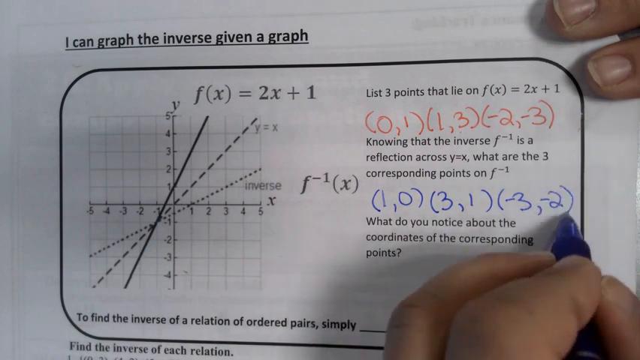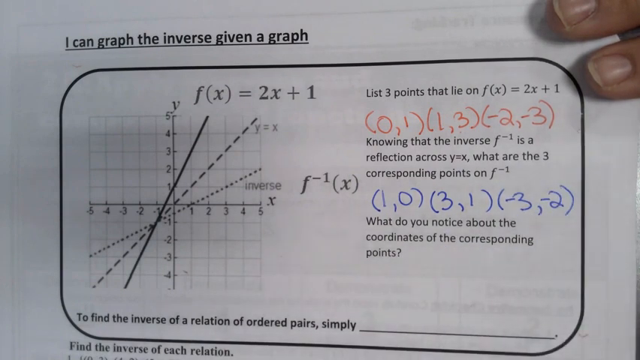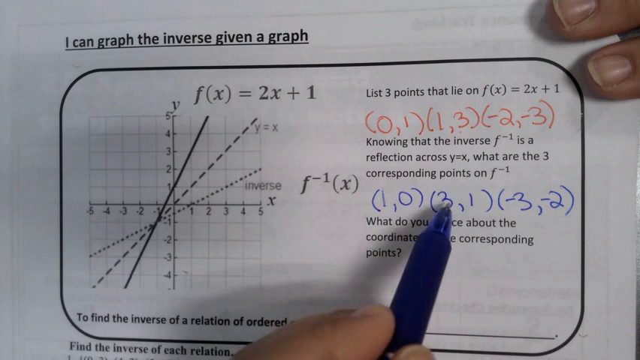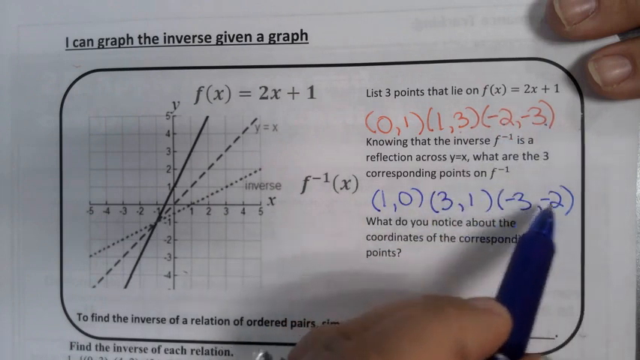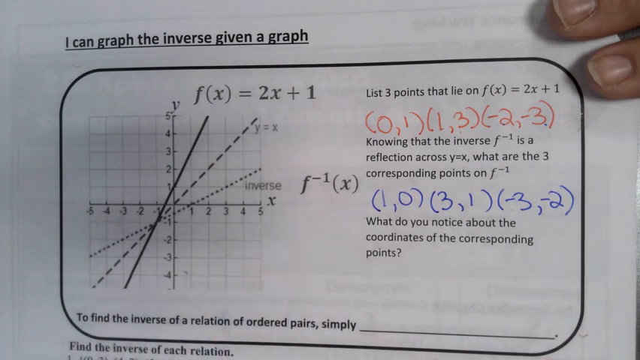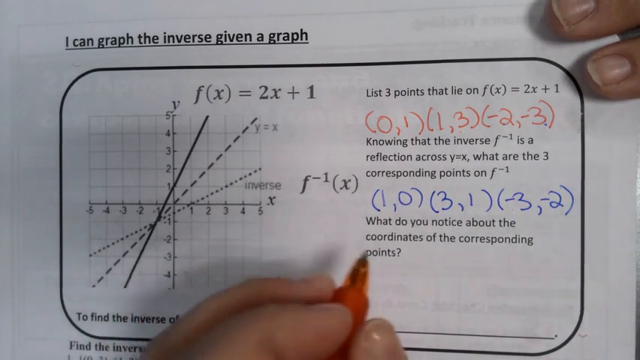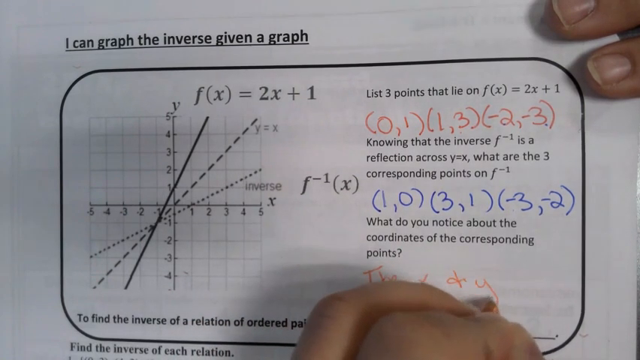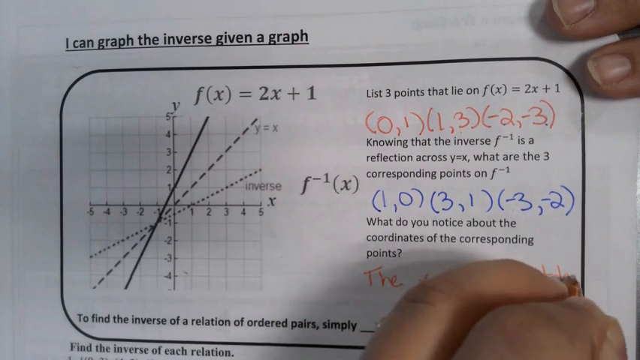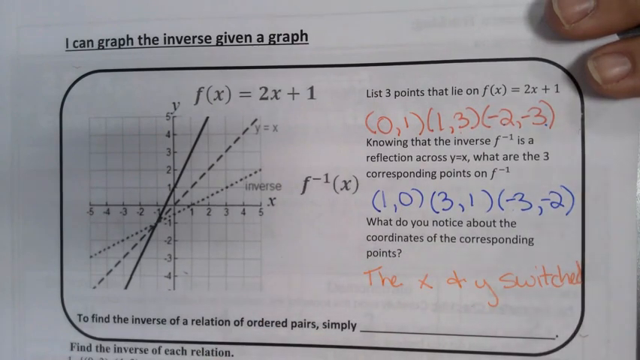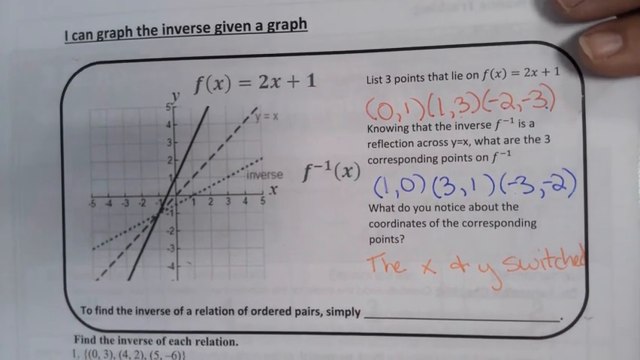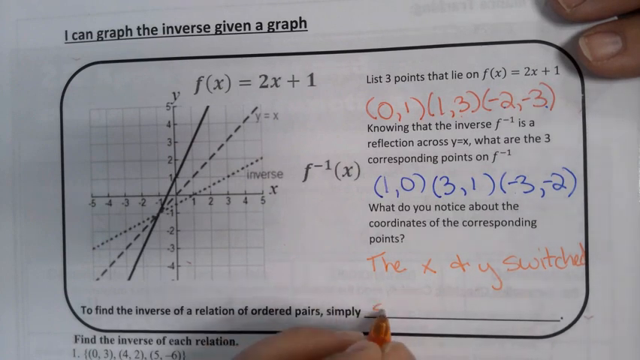Now, what do we notice about these coordinates of corresponding points? 0, 1 was 1, 0, 1, 3 became 3, 1, -2, -3 became -3, -2. Well, what I notice about those points now is that they are just x and y switched. This is the information that I can use to actually graph the inverse of any graph that's been given to me. To find the inverse of a relation of ordered pairs, we simply switch x and y.